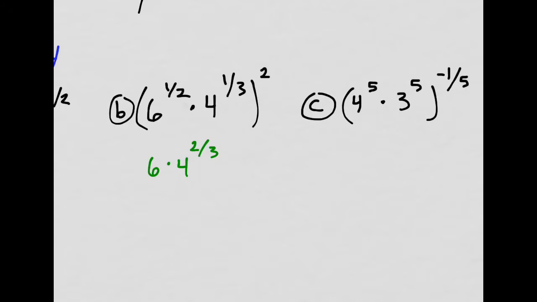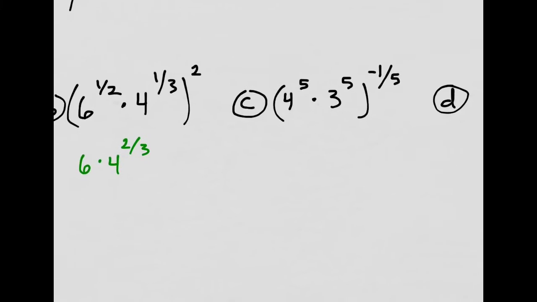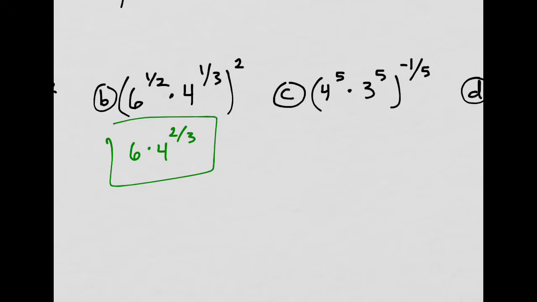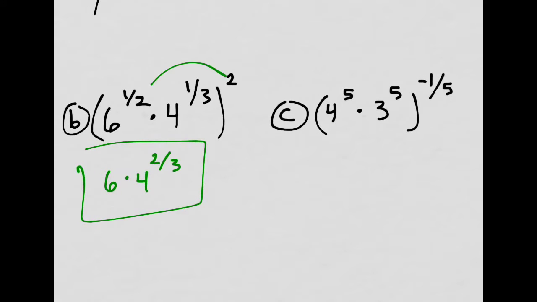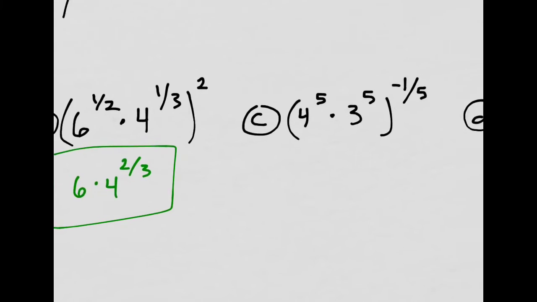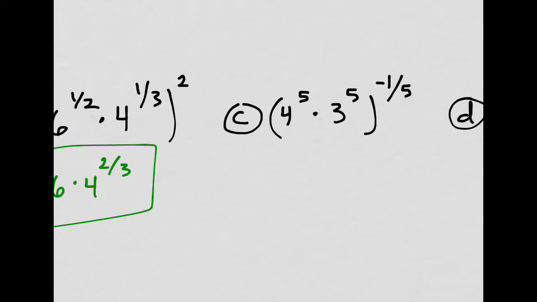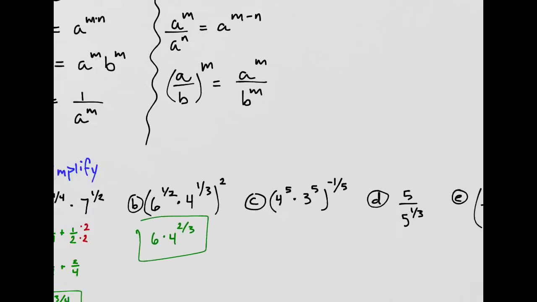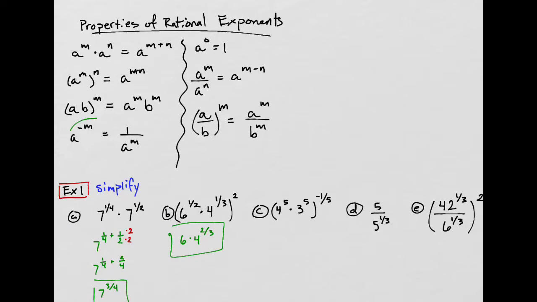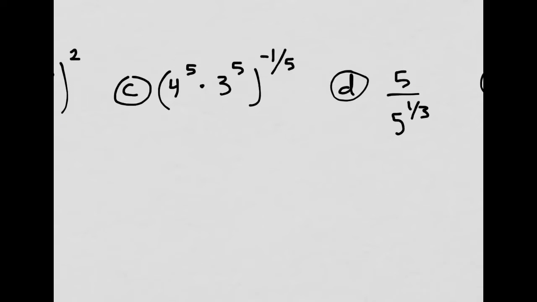And then I can't simplify anymore. That's all I can do. So that's that one. That one's easy. This one, there's two things I could do. I could move the exponent in like I did there because there is no addition or subtraction. But I have a negative exponent, so I'm going to use this rule. When I have a negative exponent, I can make a fraction. So this would be 1 over, and then just repeat everything.